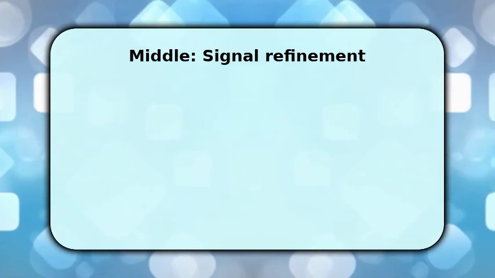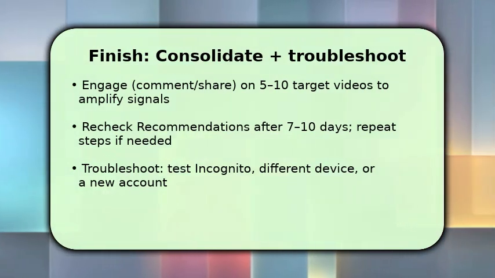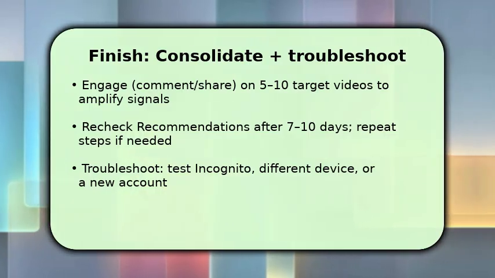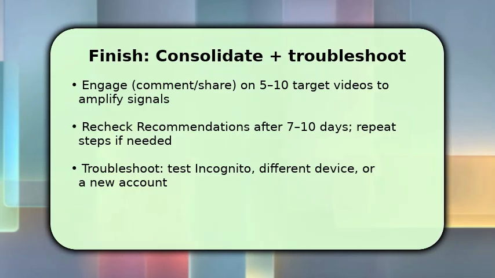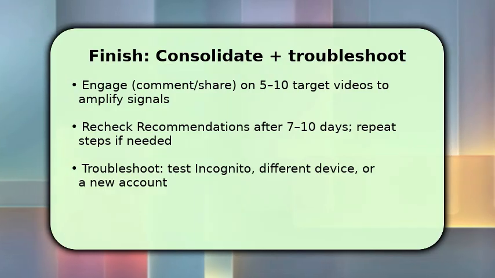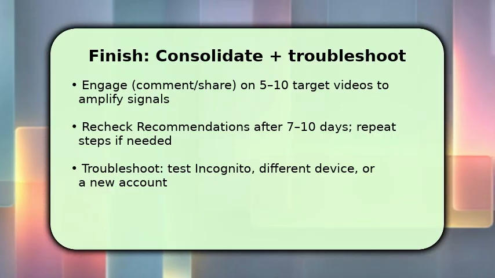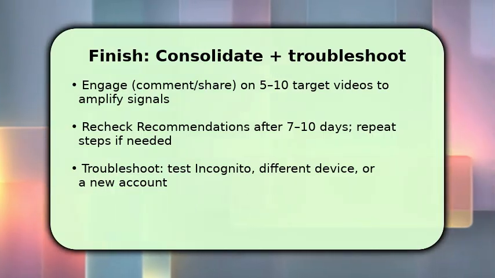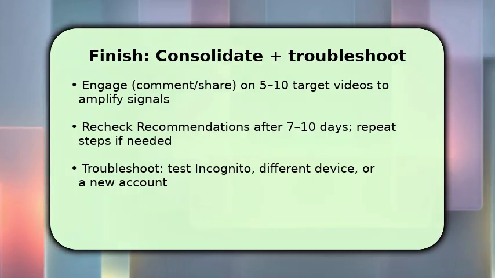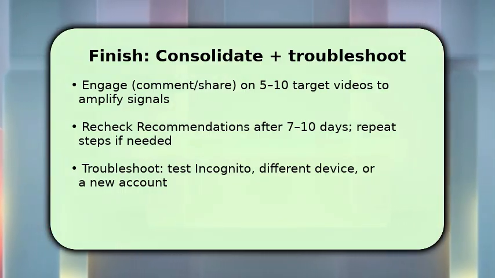Finally, consolidate progress and verify change. Engage with core videos, comment, save, or share 5 to 10 pieces to amplify the signal. This boosts relevance more than passive watching. After about a week, evaluate your home and shorts tabs. If you see improvement, continue the pattern. If not, troubleshoot by testing incognito or a different device to check account versus device-level effects, or start a fresh account to compare. Make sure to repeat focus searches and curated playlist activity until the feed stabilizes.